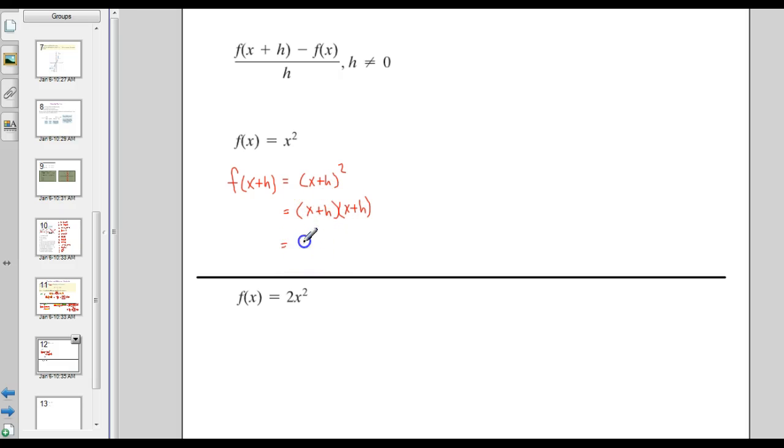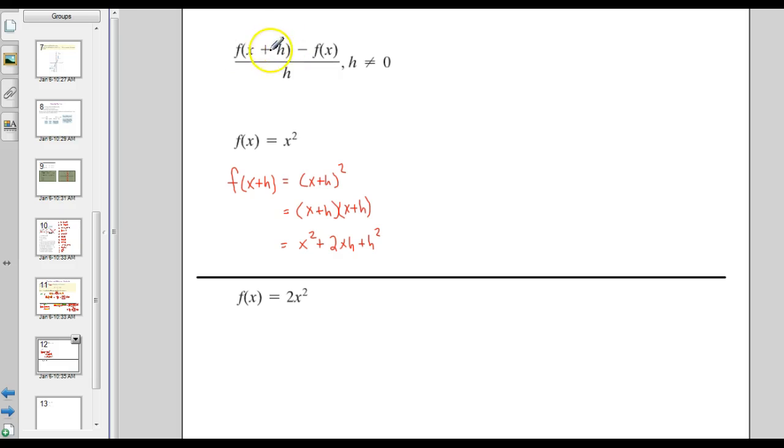X times x is x squared. Outside x times h is xh. Inside h times x is another xh. So I'm going to say that's 2xh. And then h times h is h squared. So we do get x squared and h squared, but we get this 2xh in the middle. Alright, now that is f of x plus h.